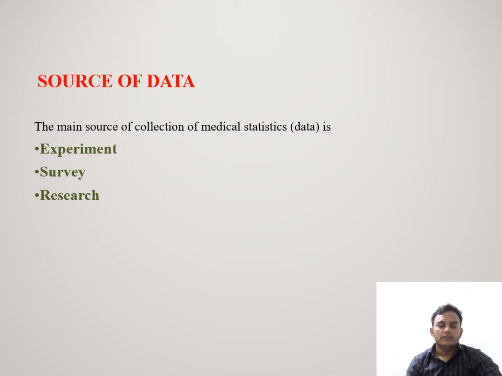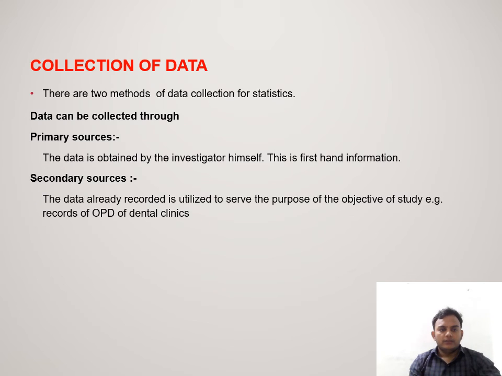Now sources of data. The main sources of collection of medical statistics or data are experiment, survey or research. Now what are the different methods for collection of data? There are two methods of collection of data, primary sources and secondary sources. In primary sources, the data is obtained by the investigator himself. This is first-hand information. In secondary sources, data already recorded is utilized to serve the purpose of the objective of the study. For example, records of OPD or dental clinics.